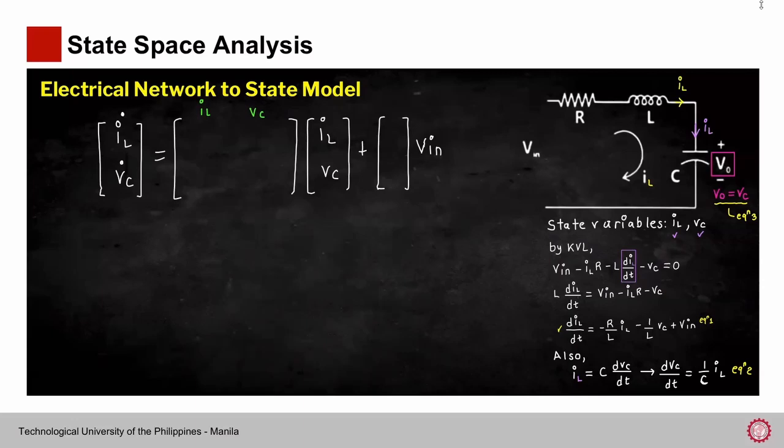So IL dot is nothing but the derivative of the inductor current. Look at your equation 1, guys. What is the coefficient of IL? Isn't it negative R over L? Negative R upon L. Now, what is the coefficient of VC, guys? So this is negative 1 upon L.